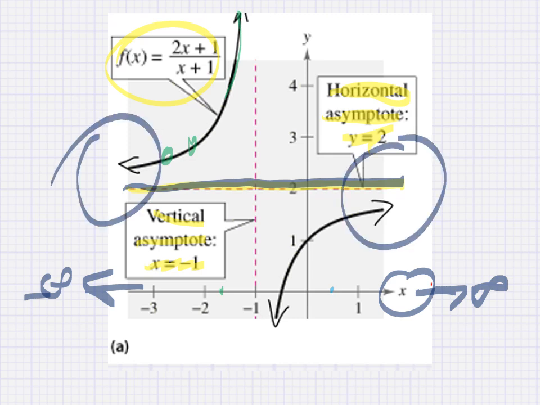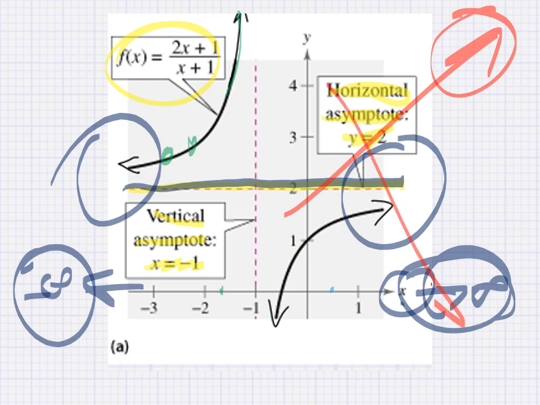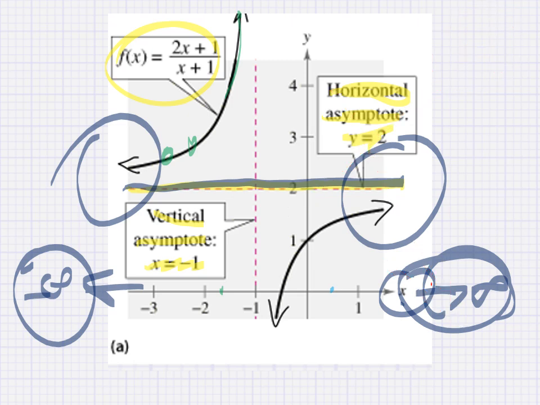If I let x not go to a constant number like -1, but x is going to an infinite value, positive or negative infinity, what's happening to the y's? We saw in a polynomial function that the y value could increase to infinity as x goes to infinity, or decrease to infinity as x goes to infinity. But that's not what we're talking about here. We're talking about the y value getting closer and closer to some number, some constant, in this case 2.